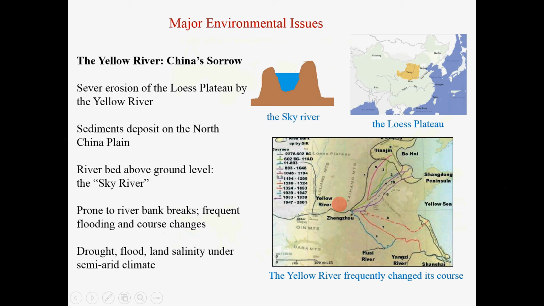So the Yellow River gave rise to agriculture, gave rise to the plain, gave rise to the ancient Chinese civilization, but at the same time it also takes away so many lives, takes away so much cropland, and causes damage to the community. So this is the kind of problem facing agriculture in North China.